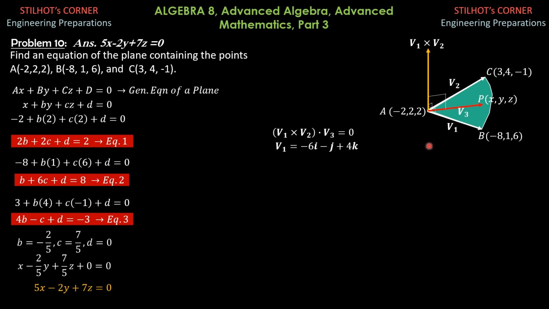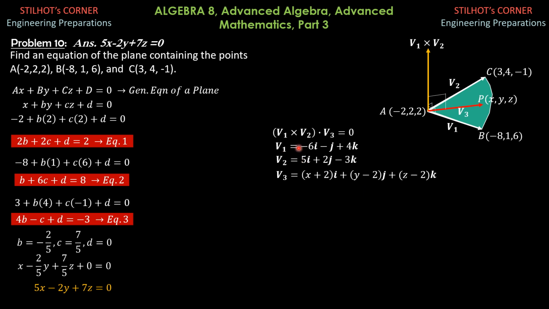So vector 1 is negative 8 minus negative 2, so that's negative 6i. 1 minus 2, negative 1j. 6 minus 2, so plus 4k. Vector 2, 3 minus negative 2, so that's 5i. 4 minus 2, plus 2j, negative 1 minus 2, negative 3k. And vector 3 is quantity x plus 2i plus y minus 2j plus z minus 2k.